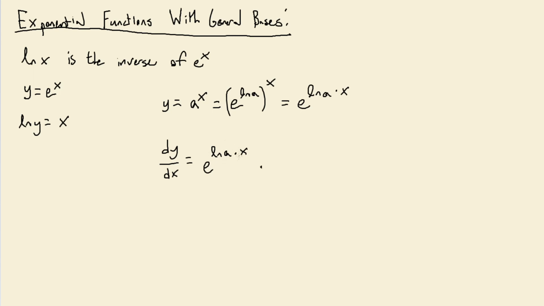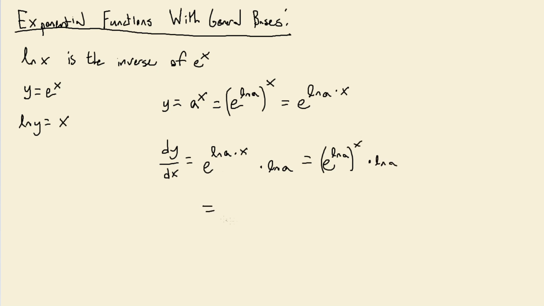Don't be thrown off by this natural log of a. This is just going to be some constant. And so when you take the derivative of a constant multiplied by x, it's just going to be equal to the value of that constant, so natural log of a. And this is equal to, just working backwards like we did in the beginning, e to the power of natural log of a to the power of x multiplied by the natural log of a.